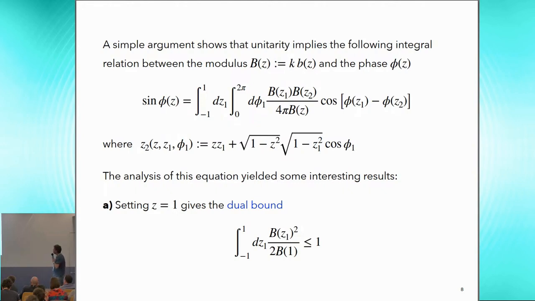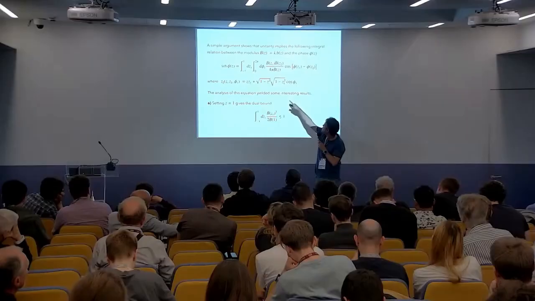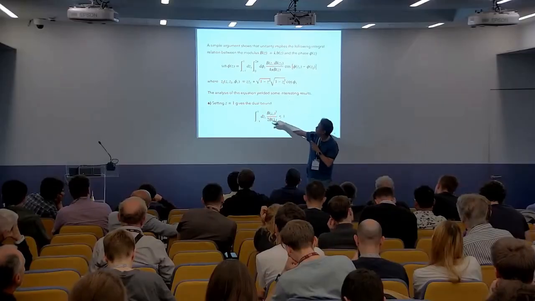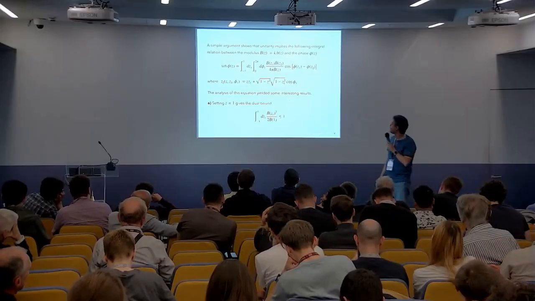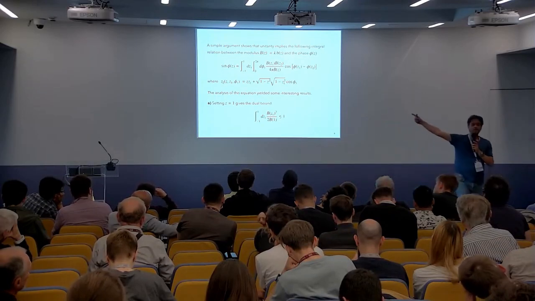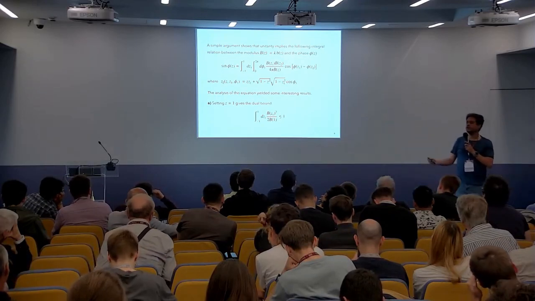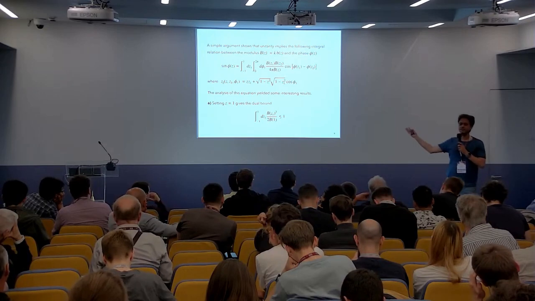For example, if I set z equals 1, then this factor goes. Zeta2 equals zeta1, so therefore the cosine also goes because it's 1. And there, sine of phi is an integral, a double integral, of the modulus B. And since it's supposed to be a sine, it must be less than or equal to 1. So if you give me some B that doesn't satisfy this inequality, I cannot solve the problem. Now, you can get additional bounds.